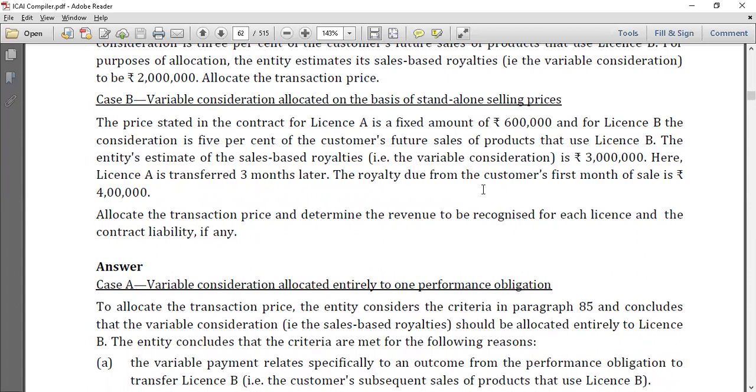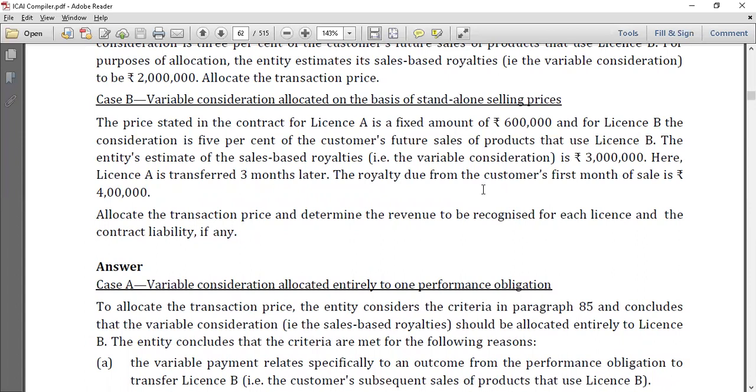Now the royalty that is due from the customer's first month of sales is only 4 lakhs. We realize the royalty of the first month's sales, and 5% of that sale is 4 lakhs. Now allocate the transaction price and determine the revenue to be recognized.